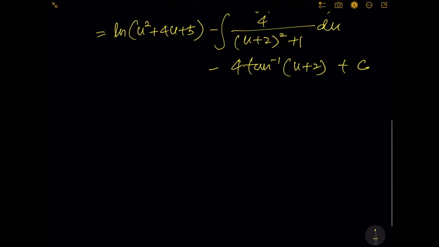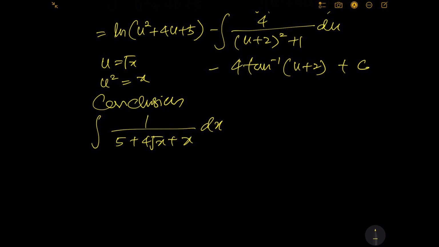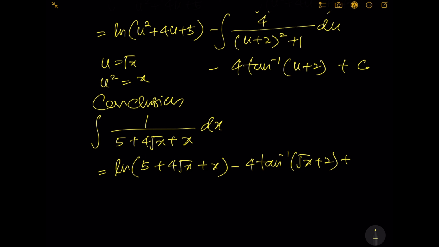Combine both part 1 and part 2, and we know u squared is equal to x, while u is equal to square root of x. We come to the conclusion of this video. The final answer of this question is natural log of 5 plus 4 multiplied by square root of x plus x. The second part is negative 4 multiplied by inverse tangent of square root of x plus 2, and then plus a constant c.